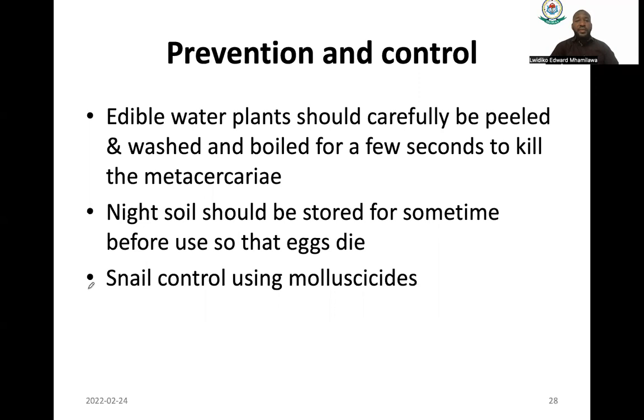Prevention and control: edible water plants should be carefully peeled, washed, and boiled for a few seconds to kill the metacercariae. Don't just eat them raw. Night soil should be stored for some time before use so that the eggs could die. Then you should do snail control using molluscicides. Molluscicides are chemicals that kill mollusks, which are snails.